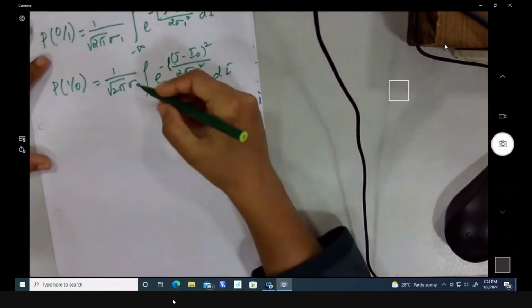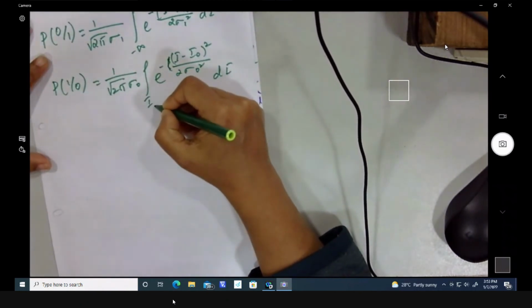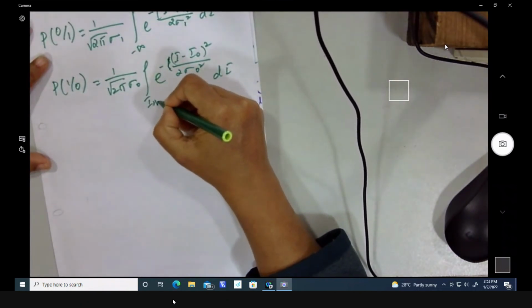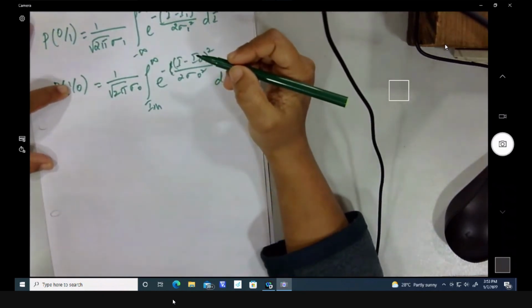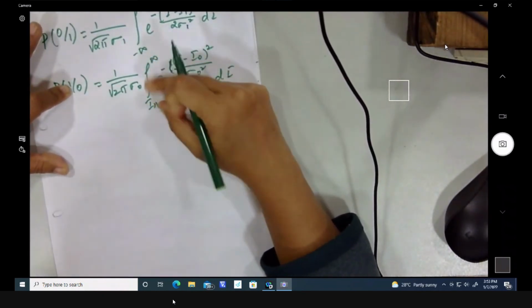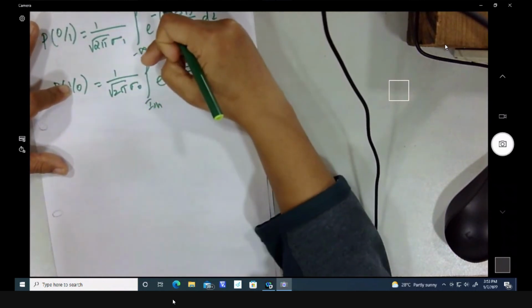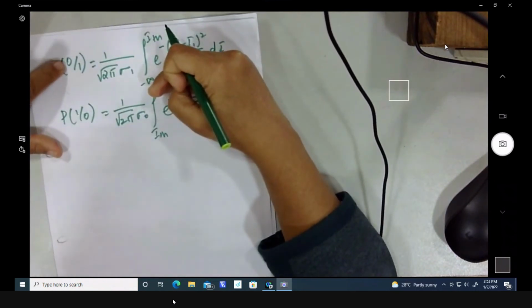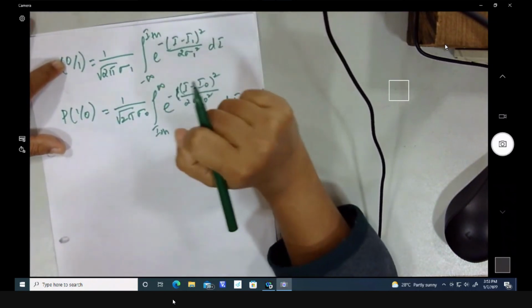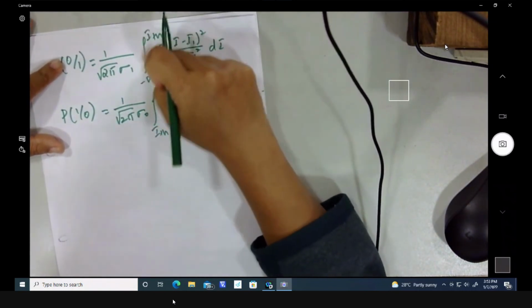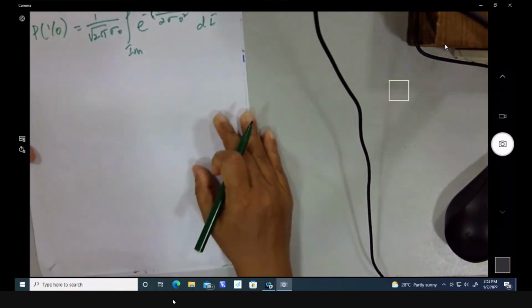Okay. So it will be from where to where? ITH to infinity. So when we are going to detect 1, it is in this range, threshold to infinity. And when we are going to detect 0, it is in this range, minus infinity to ITH. So that is why in the integration limits we have to give like this.